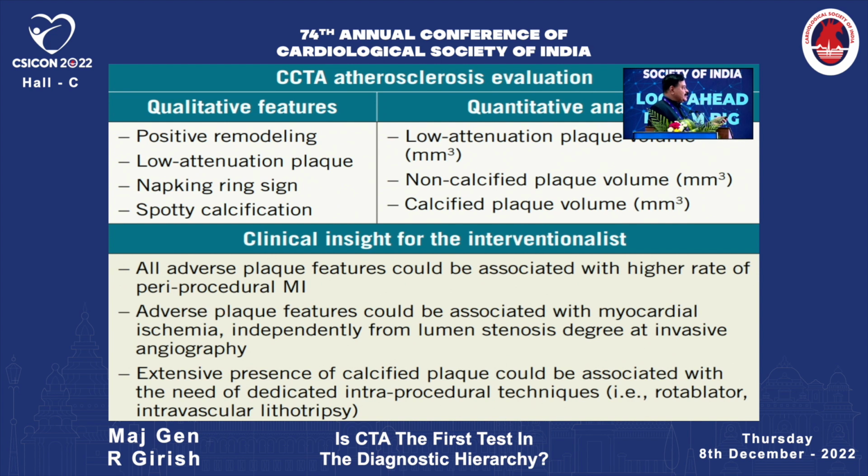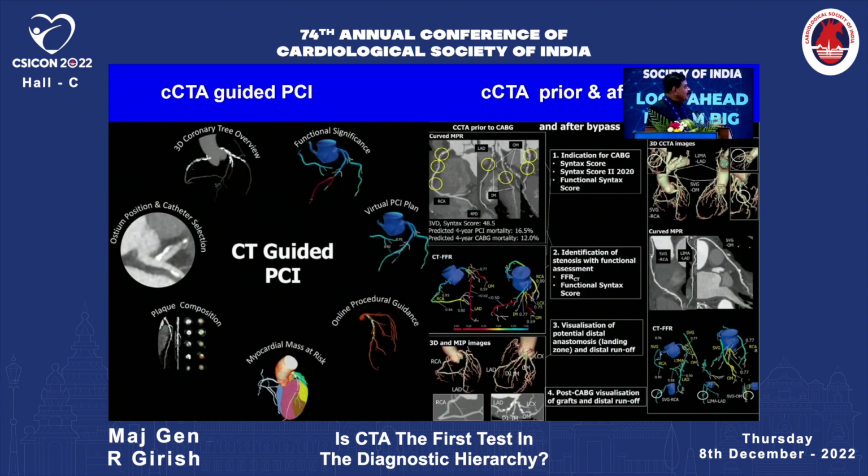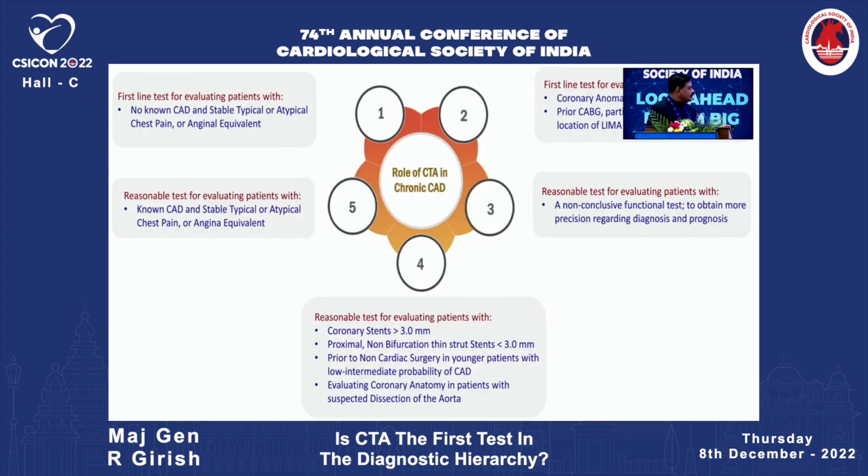Adverse plaque features are associated with a high degree of periprocedural MI, like the napkin ring sign is associated with slow flow, and similarly, the high-risk plaque features are associated with many other complications. And if extensive calcification is present, then rotablation or intravascular lithotripsy can be planned. So again, about CTA-guided PCI, there are various PCI scores. Similarly, CCTA can be used prior and after CABG, including redo CABG, wherein adhesions can be detected and it can guide the surgeon for limb dissection.